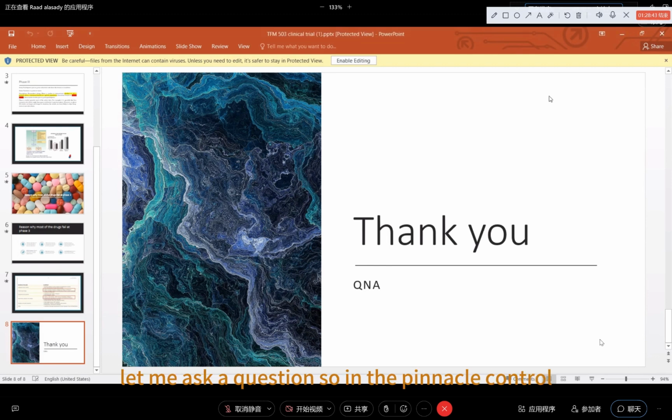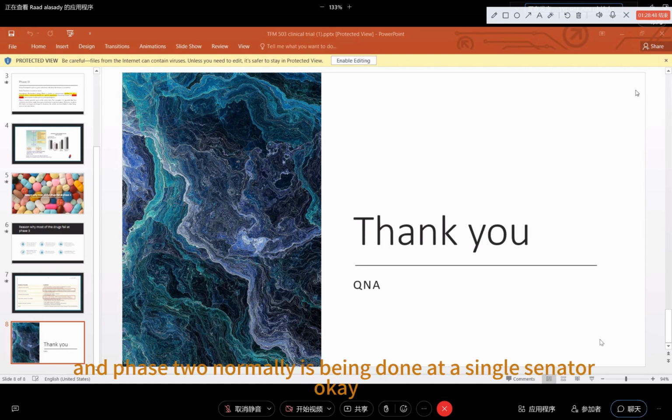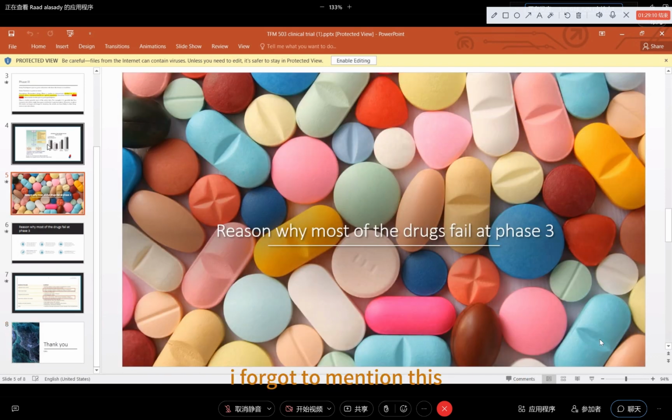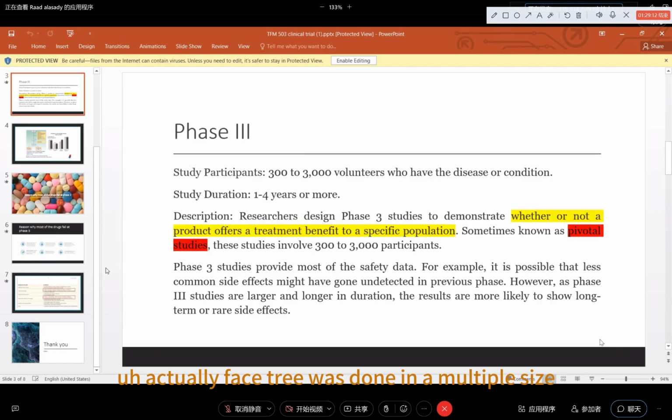In clinical trial phase 1 and phase 2, normally it's done at a single center. For example, if it's done in a hospital like Penang General Hospital, that is where it's being done. What about phase 3 clinical trials? Is it done at only one location, or in multiple locations, or how does it go? Yeah, I forgot to mention this. Actually, phase 3 was done in multiple sites.